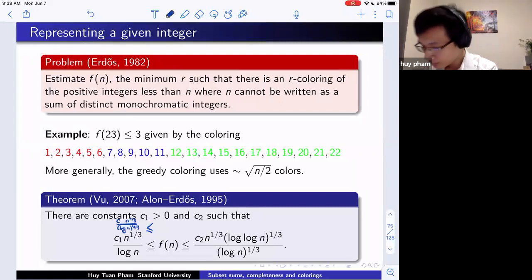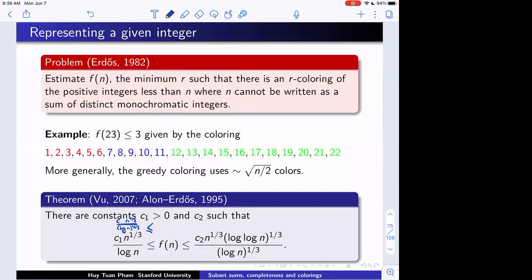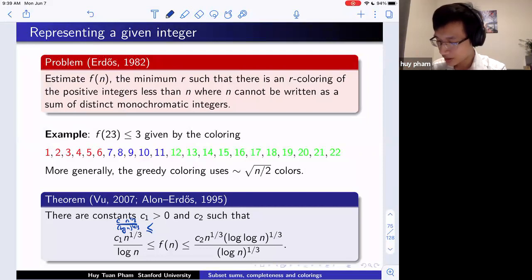And this lower bound on f of n was later improved by Vu using his seminal result with Szemerédi. Using that result, the power on log n is improved from 4/3 to 1. So n to the 1/3 over log n. So we know that if we use at most a little constant times n to the 1/3 over log n many colors, then n can always be represented as a monochromatic sum. And if we have this many colors, then we can avoid n as a monochromatic sum.